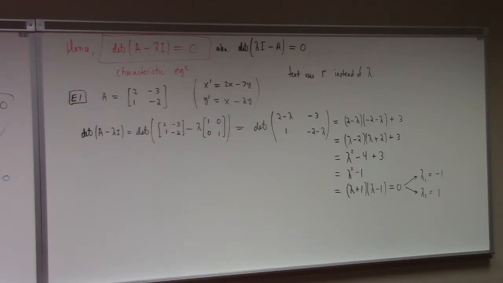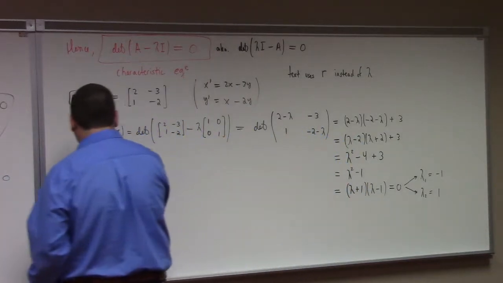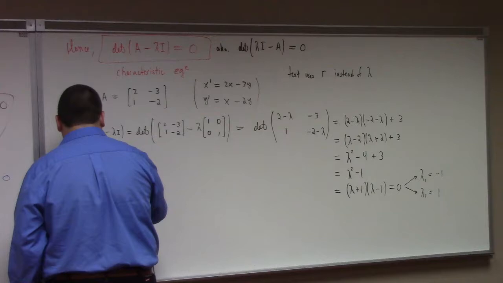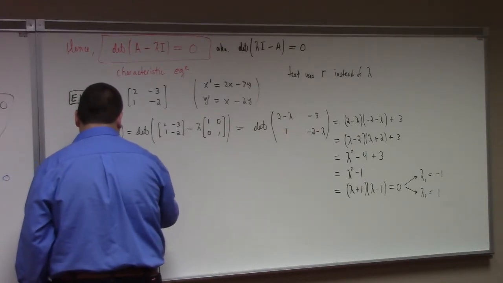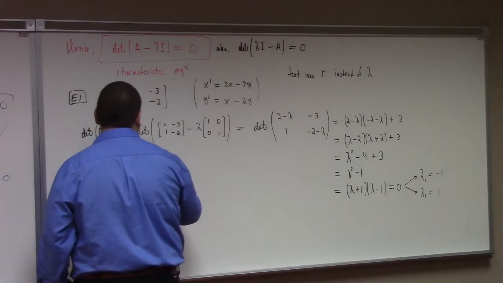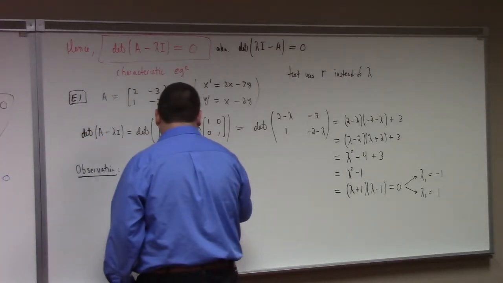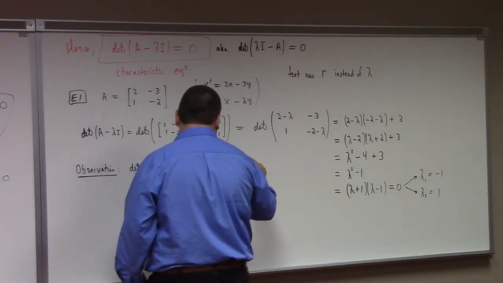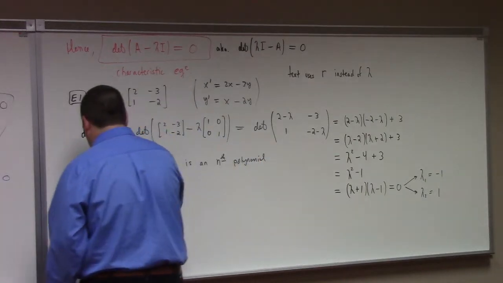All right? I'll keep working on this in a second, but before I do that, I just want to take a second to make an observation about the characteristic equation. Observation: the determinant of A minus lambda I is an nth order polynomial in the variable lambda.